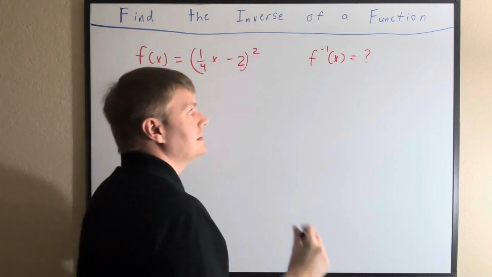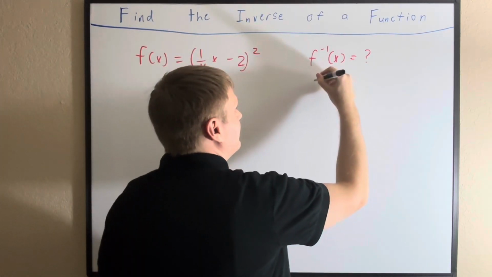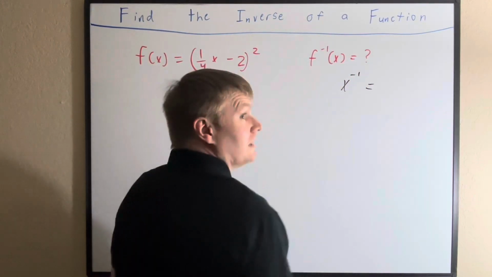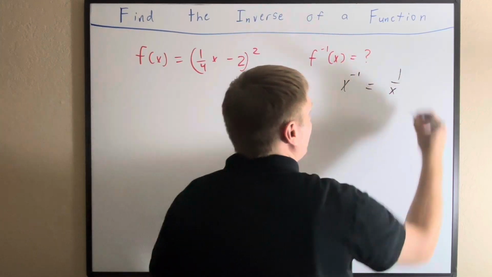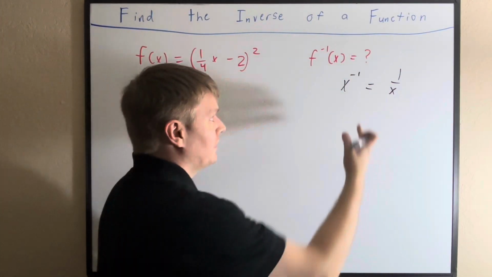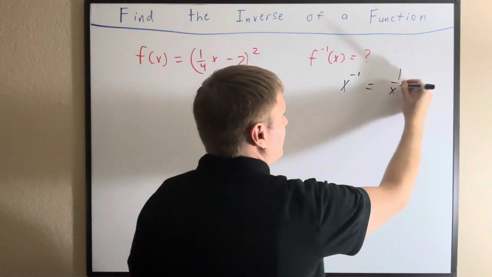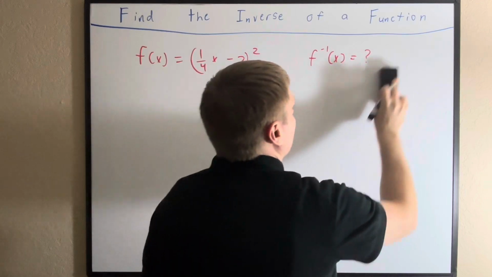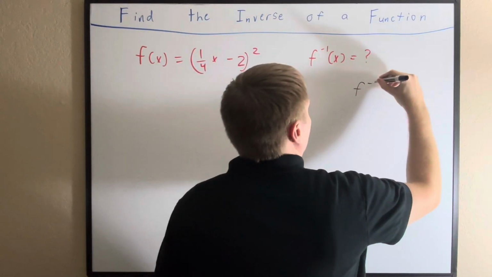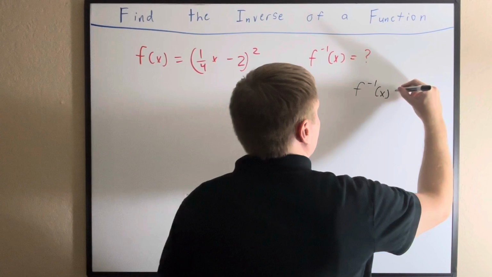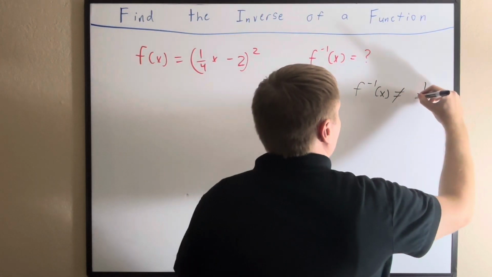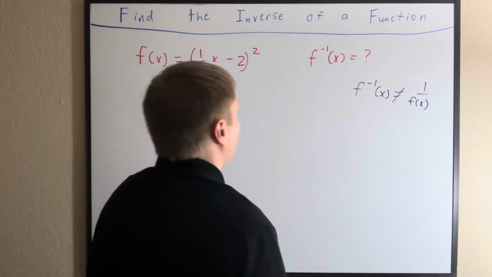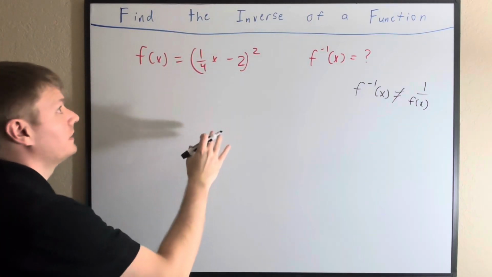Now, please understand, this is just a notation. Okay, usually when you get something to the -1 power, your instinct is to just go, oh, it's 1 over, it's the reciprocal of this, right? And then that makes the exponent positive, so we're good. This is not that, okay? F inverse of x does not equal 1 over f of x. And we're going to prove that right here.